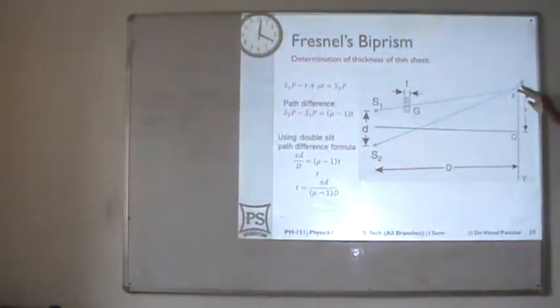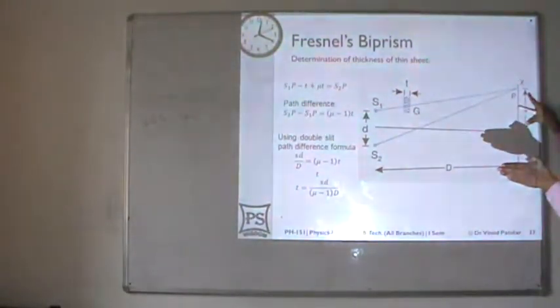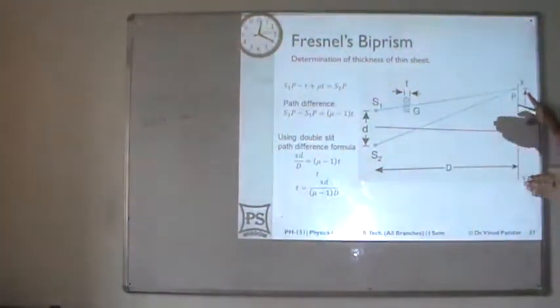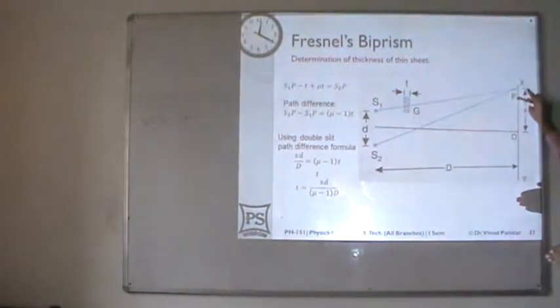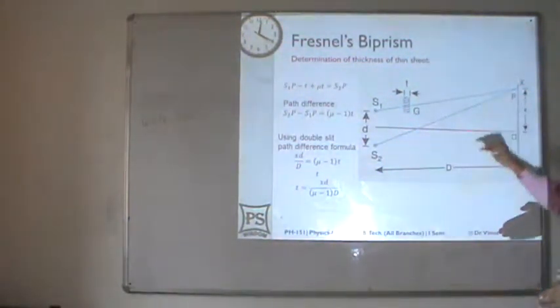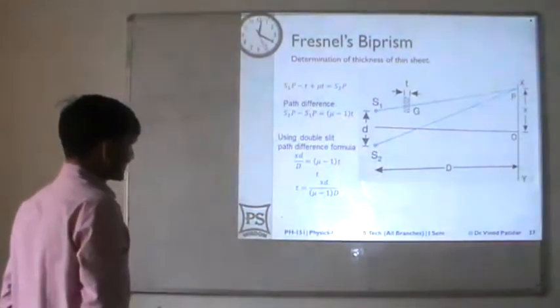So this point will now shift to a new point, and suppose this distance is x. When I insert the thin film, I can measure how much the fringe is shifting from the earlier location. So here I have a measurement for this location, I will take the measurement for the new location, and I will measure the value of x from the experimental setup.